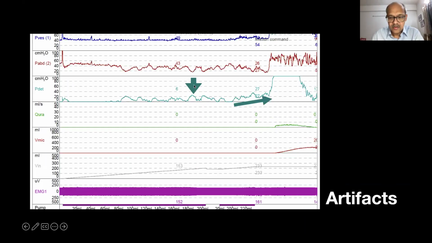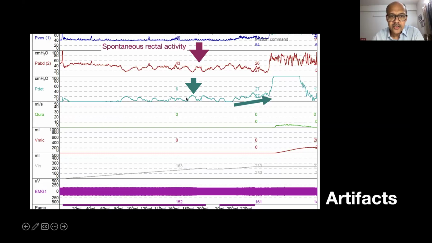Okay. So let's take a look at some artifacts in terms of quality control. So you can see here, this is a patient in whom there are what looks like phasic contractions during filling. But if you look at the vesical pressure line, there's no change there.